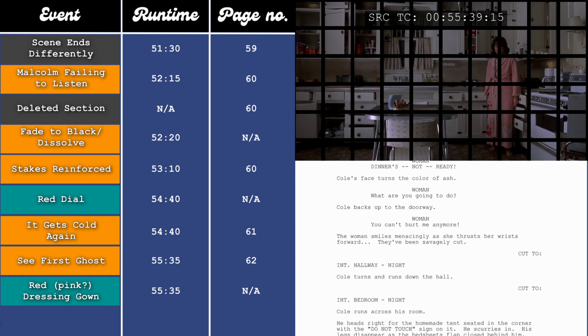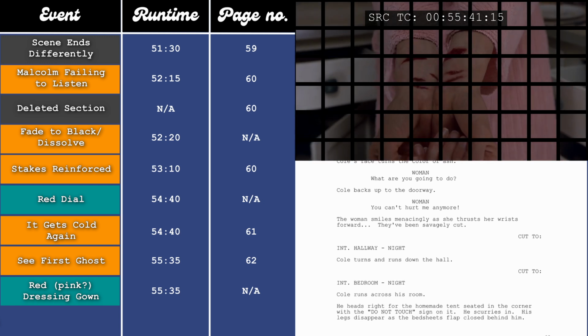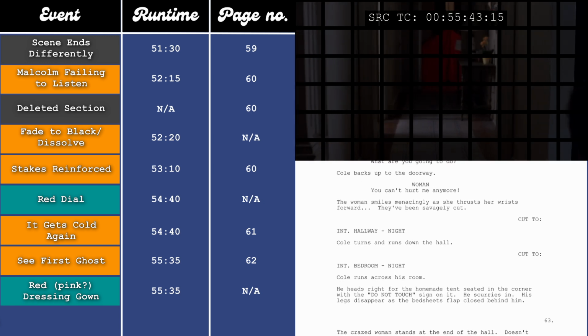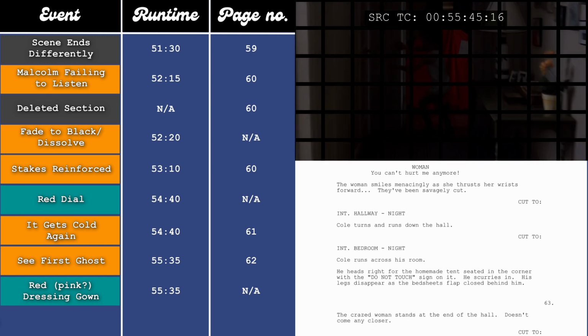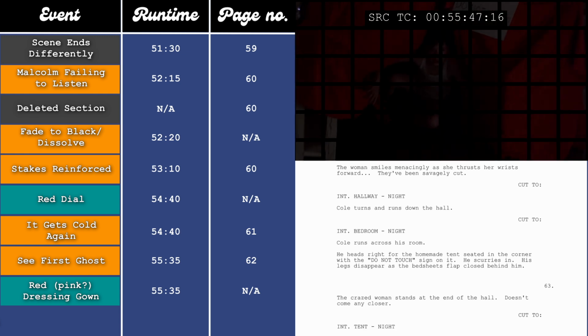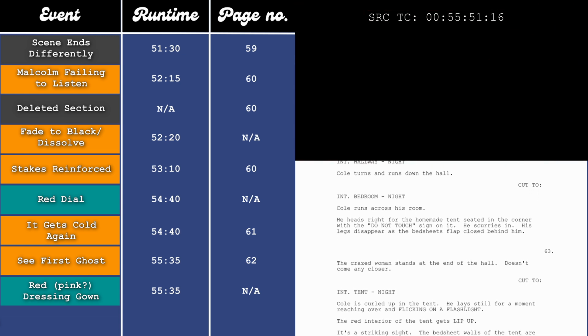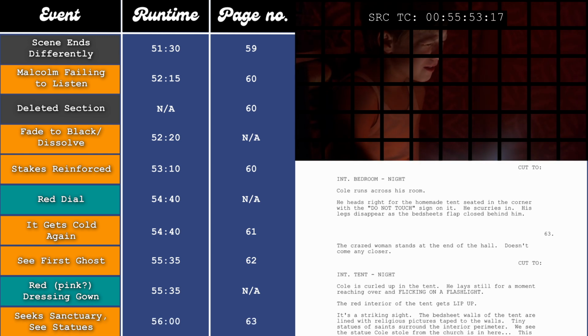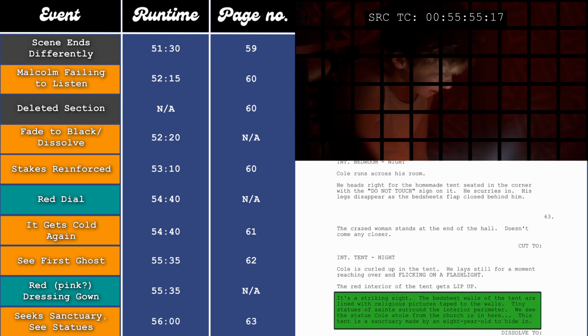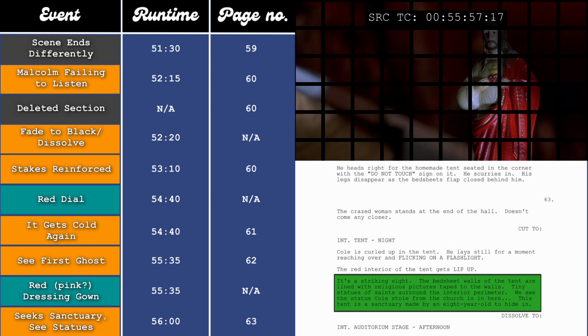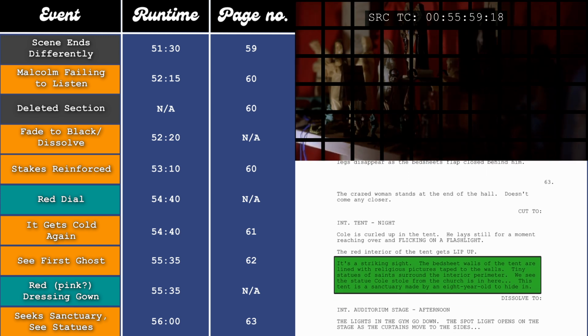We see that Cole was telling the truth. He isn't suffering some kind of delusion or having a hard time with losing his dad. He actually can see the dead. At the 56-minute mark, which is page 63 in the script, Cole runs into his sanctuary to get away from the ghost, and we see all the figurines that he's stolen, watching over him, which again, each one could represent a different ghost he's encountered.